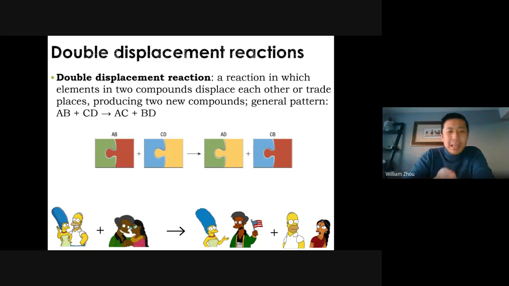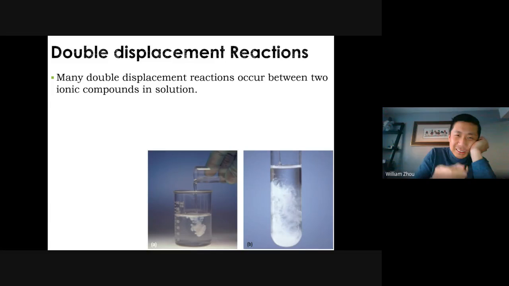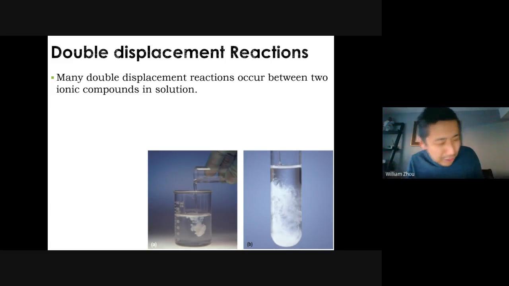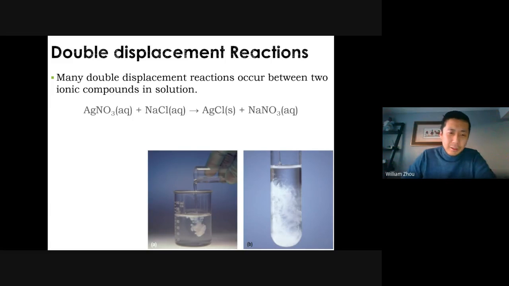Okay, so AB plus CD, well, after the reaction, you have AC plus BD. Like you go to the prom with somebody, you don't go back with that same person. Sad, but it happens. So here is an example of a double displacement reaction. Usually this occurs in solutions. Two solutions mixed together, their ions start to dance in the beaker, and they find a new partner. So silver nitrate, again, very expensive, plus salt water, that's sodium chloride. When you mix them together, you're going to get a white powdery substance form in your beaker.